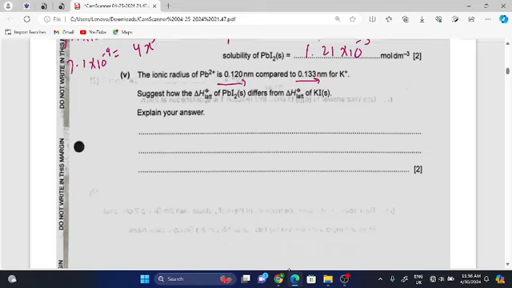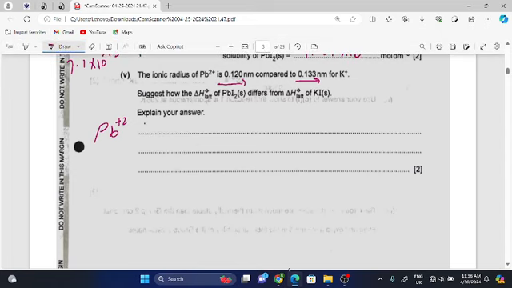So once their ionic radius is different, Pb2+ is smaller than potassium, so definitely the lattice energy of the Pb2+ compound and the lattice energy of potassium iodide will be different. So you can explain your answer in this way.